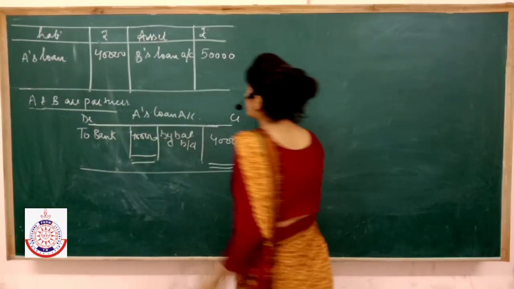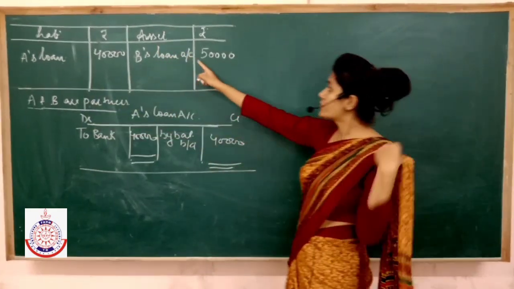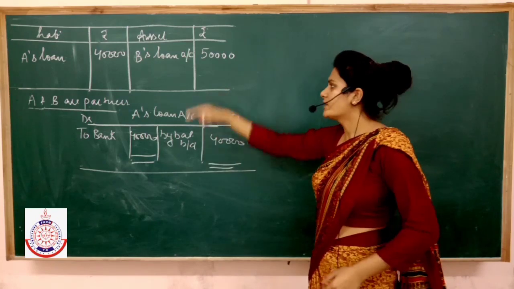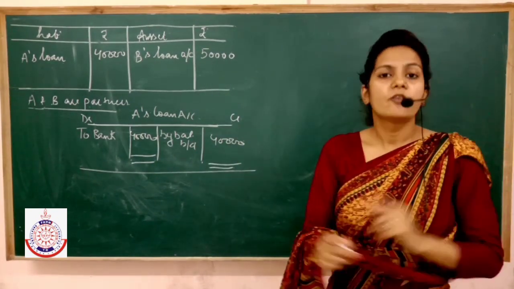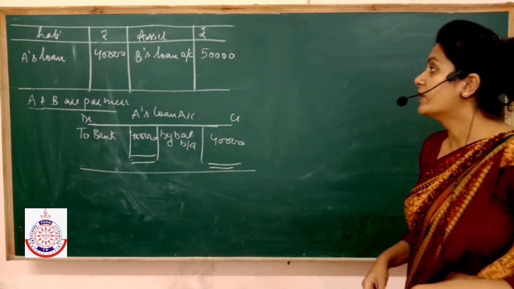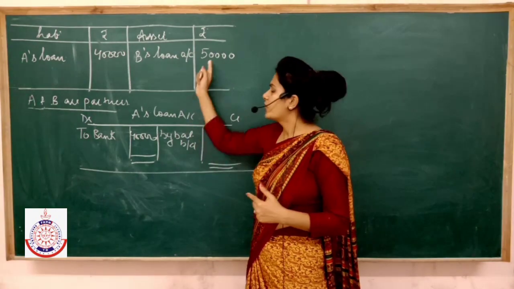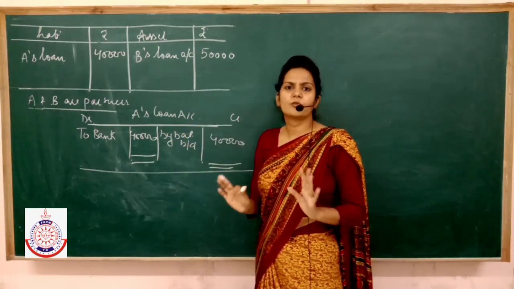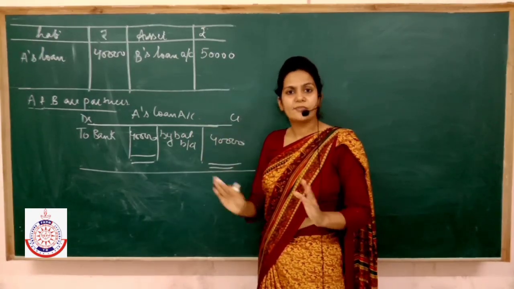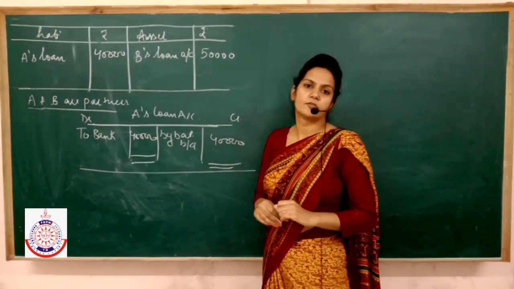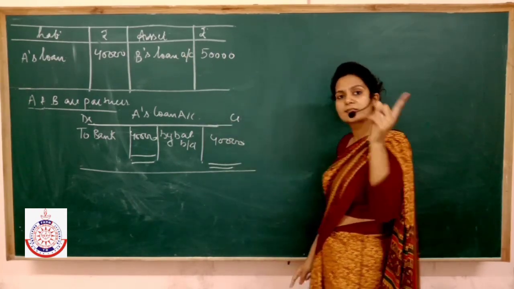What you can notice is that B is also a partner and his loan account is showing on the asset side. What does it mean? It means that B has taken loan from the firm, meaning the firm has given loan to B. So what are we going to do in this case? We are not going to open a separate B's loan account. Loan account will be opened only in the case when that loan is a liability for the firm. In this case, this loan is an asset for the firm because the firm has given the loan.